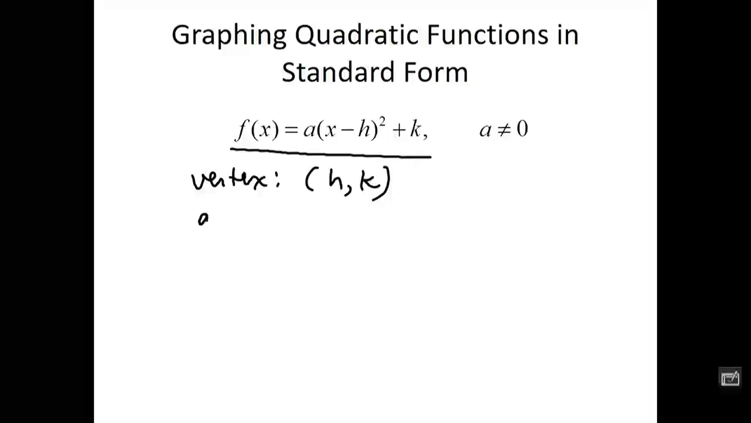And the axis of symmetry is the line through the x-coordinate of the vertex. So x is equal to h, the vertical line through h.